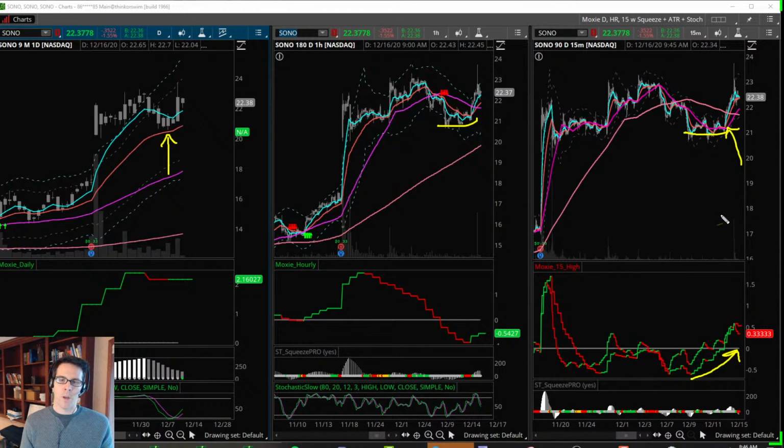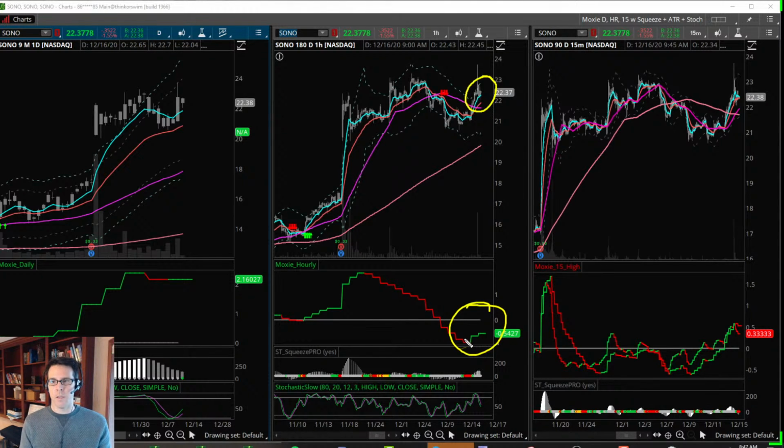But we're not out of the woods yet, because just like the market, Sono is in a potential inverse trampoline move. Price over the 50, the Moxie indicator below 0. That could be an issue. So be careful with this. It may not work out. It might want to roll over. It might need to pull back some more.